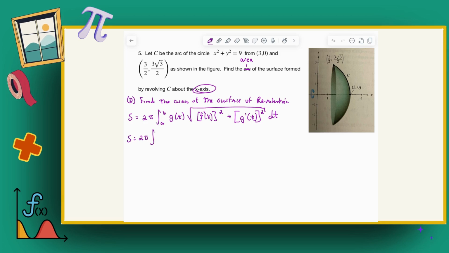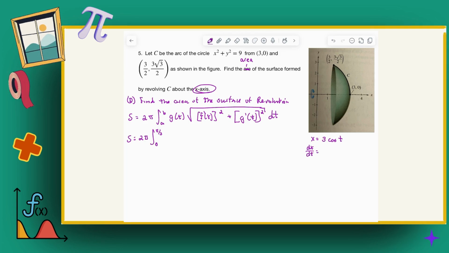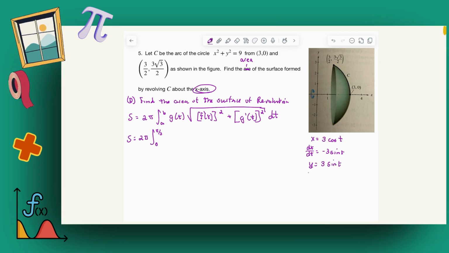So let's plug in the information we know. Well, we know our a we just found to be 0 and our b pi over 3. I know my g of t function, which is my y function that I found earlier. So recall that we found x to be equal to 3 cosine t. So let's go ahead and find the derivative of x with respect to t, which is going to be negative 3 sine t. And we also found earlier that y is equal to 3 sine t, and the derivative of y with respect to t is going to be 3 cosine t.